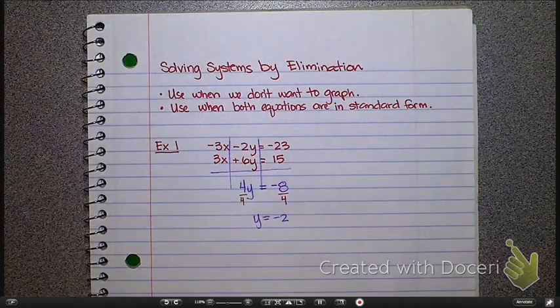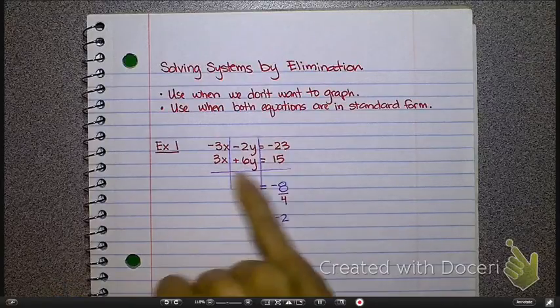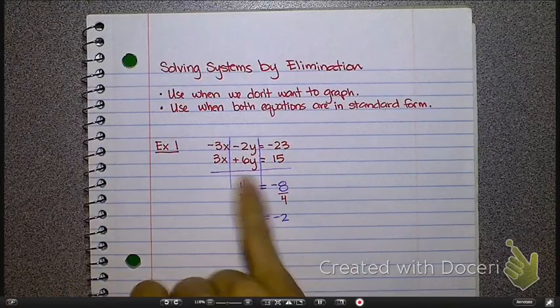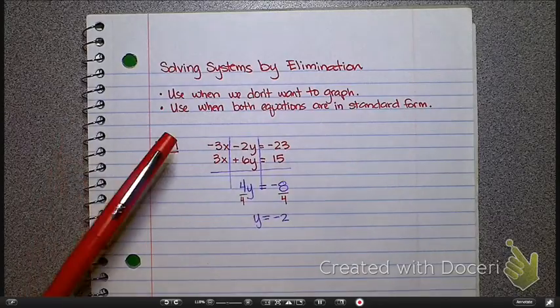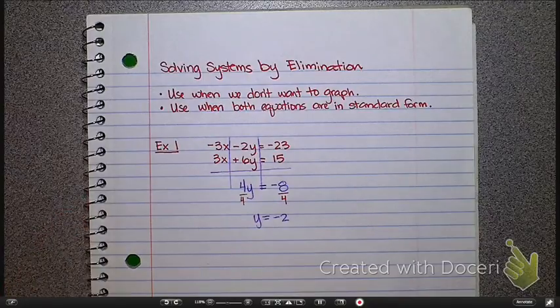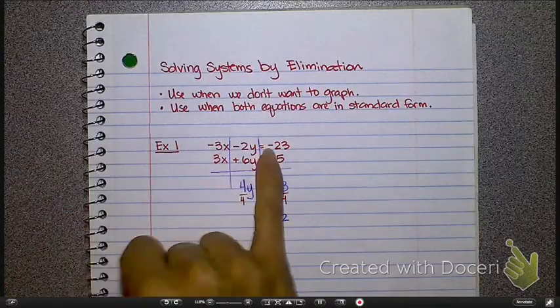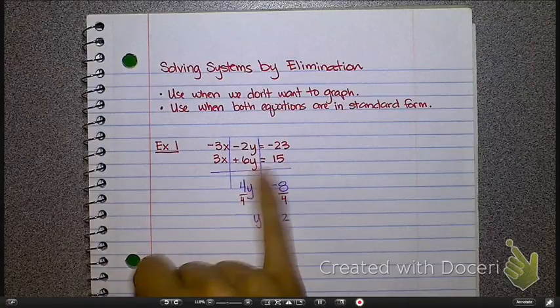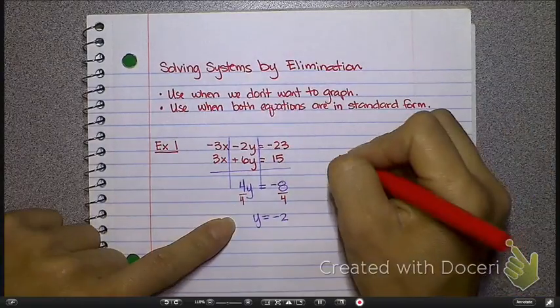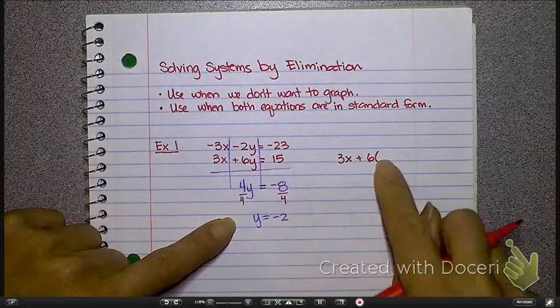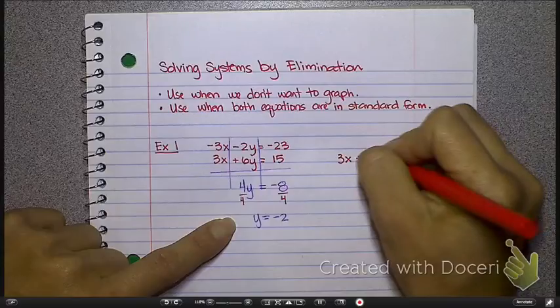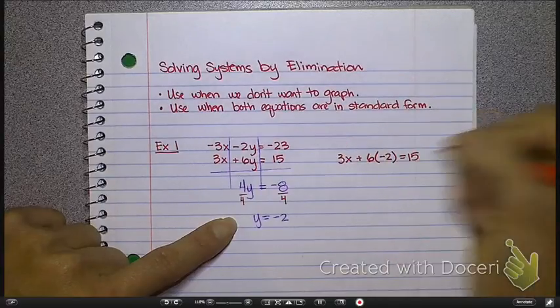Okay, so now what do I do with that negative 2? Yeah, I plug it into one of these original ones in the y spot. Now, does it matter which one I plug it into? I'm going to plug it into the one that looks easier to work with because it does not matter which one. I think the bottom one looks easier because this one has a bunch of negatives. So I'm going to go with the bottom, okay? So I'm going to plug it in: 3x plus 6 times negative 2 is going in that spot for y, equals 15.